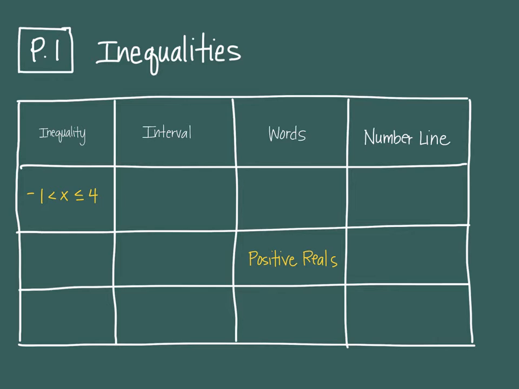What does the line underneath an inequality mean? It means it includes that number. All the way up to, but includes that number.